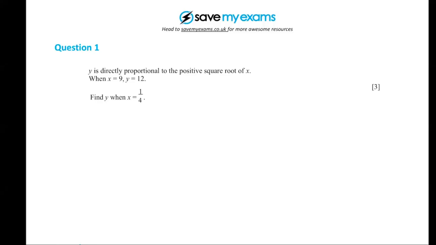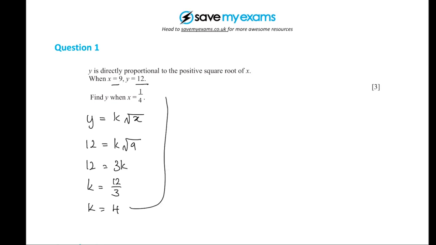For question number 1, y is directly proportional to the positive square root of x. So y is directly proportional to the square root of x, the positive square root. When x is 9, y is 12. First, we need to find k. K equals 12 divided by 3. K is equal to 4.